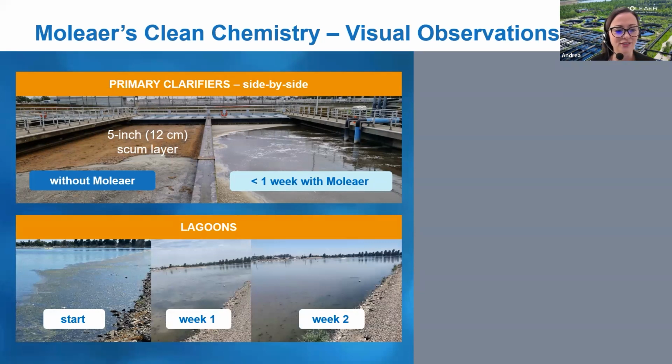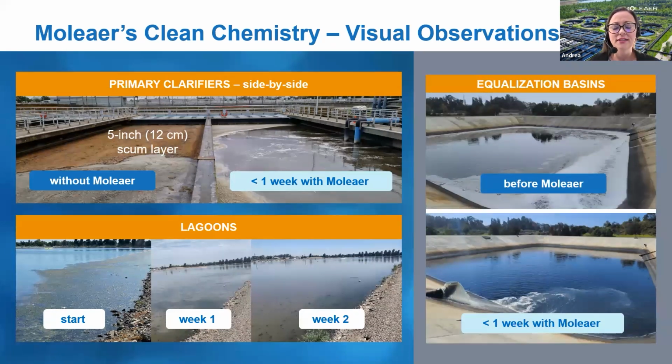We see a similar effect on lagoons. At the beginning of treatment, a stable scum layer. Within 1 week, much less of a scum layer. And after 2 weeks, almost the complete removal of the scum layer. We also see this effect when we're looking at equalization basins and other basins. Before Moleaer's technology is applied, a stable layer of foam. After Moleaer's technology is being applied, we see almost the complete removal of that foam layer.